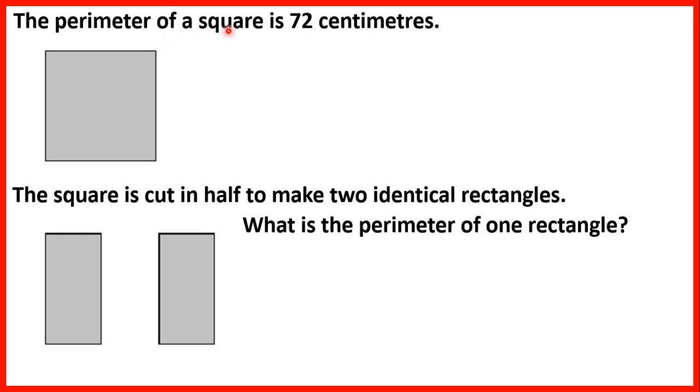The perimeter of a square is 72 centimetres. The square is cut in half to make two identical rectangles. What is the perimeter of one rectangle?